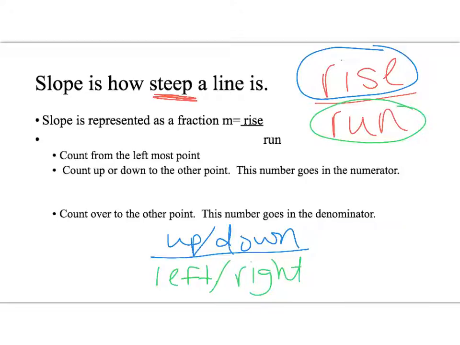Rise is up and down, run is left and right, and the rise goes in the numerator, the run goes in the denominator. Keep in mind when you're counting up, that would be a positive number. If you're counting down, that would be a negative number. If you're counting left, that would be negative. If you're counting right, that would be positive. Okay, so you need to have the appropriate sign so you have the correct slope.